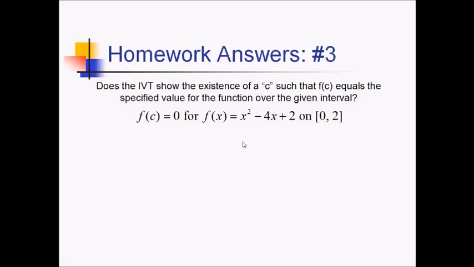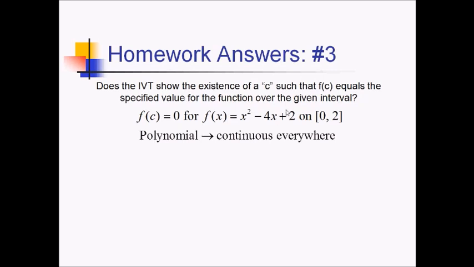For this problem, we're trying to use the Intermediate Value Theorem to show whether there's a c value on the interval from 0 to 2, so an x value, where f(c) equals 0 for this function. To use the IVT, we have to start by verifying continuity. This is a polynomial, so that means that it's continuous everywhere, including the interval from 0 to 2. So we're good on that score.